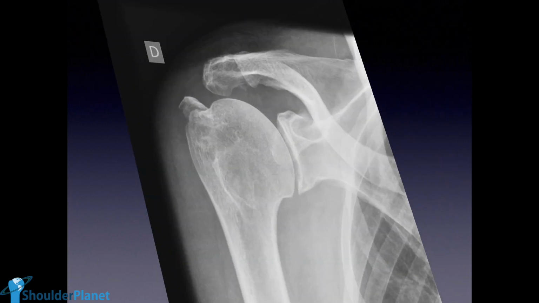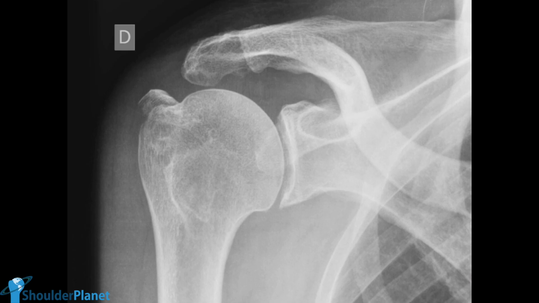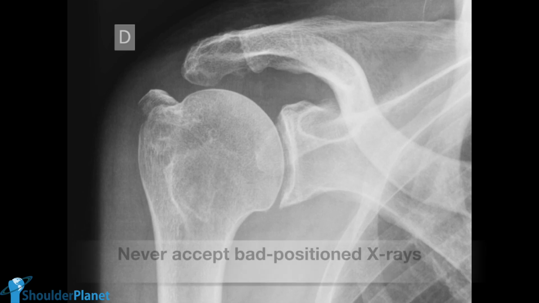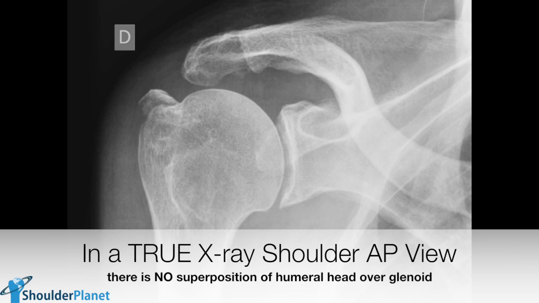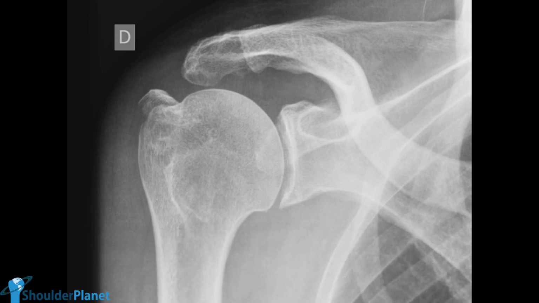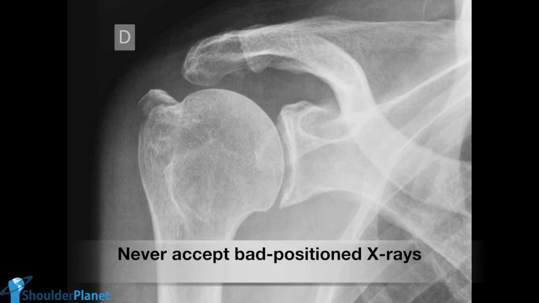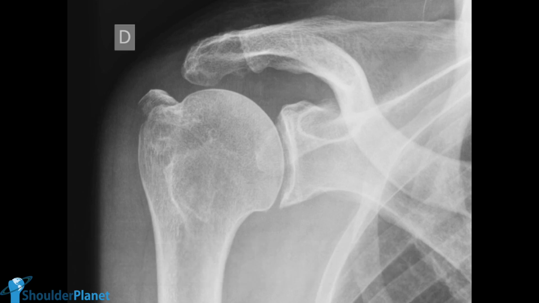So she had a very typical greater tuberosity fracture, and it's very important, my friends, for all of us always to have very well positioned x-rays. So here we are seeing a true AP view, or almost true, because in a true AP view of the shoulder X-ray you don't have superposition of the humeral head over the glenoid. It's in external rotation. We have a clear view of the subacromial space. So it's very important to be very harsh to get proper X-ray images.